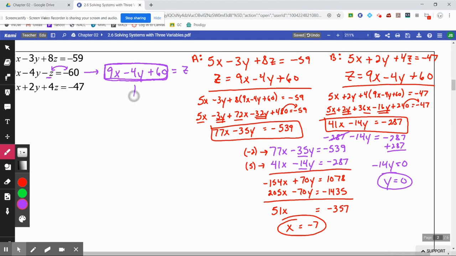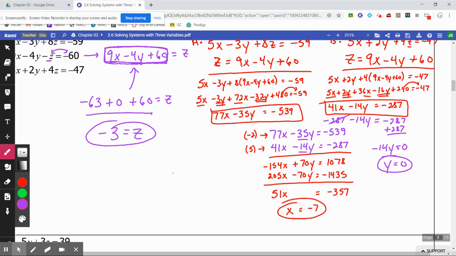Or, since we're using substitution, I always tell you that wherever you solved for z or one of the variables, that's always the best place to plug back in. Because now 9 times x is negative 63. Negative 4 times 0 is 0. Plus 60 is equal to z. So when you add those together, you get negative 3 is equal to z. So there's your three answers: your x is negative 7, your y is 0, and your z is negative 3.